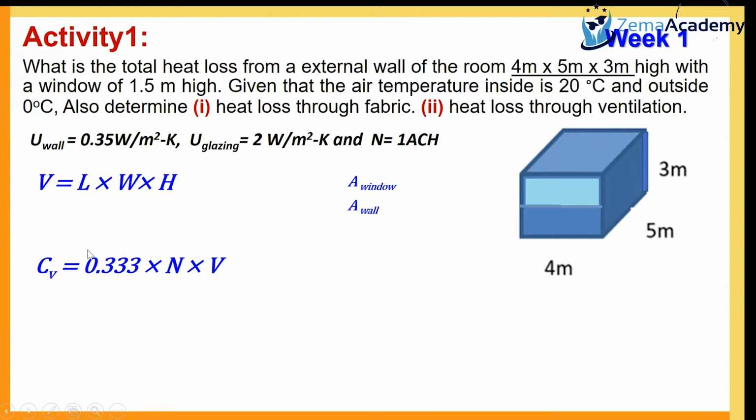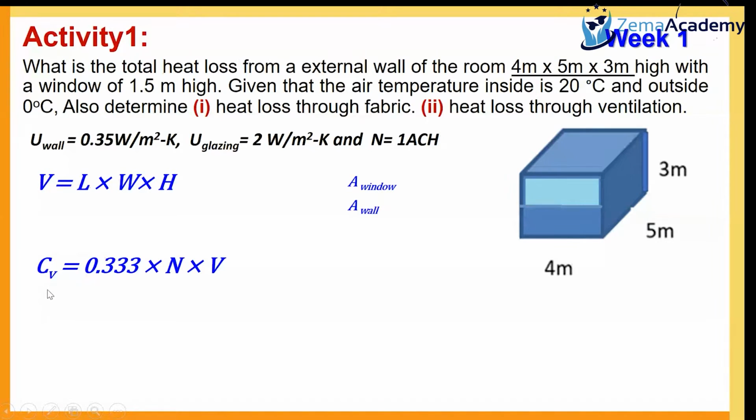Okay, so we'll continue. Because we need to calculate the fabric component, the heat loss from the fabric and the heat loss from the ventilation, we require the volume, the ventilation conductance, and the thermal conductance. So what I want from you people is to calculate the volume and let me know what the volume is. So length is 4 times, width is 5, and height is 3. So 4 times 5 times 3. So you will come up with the volume of this room.